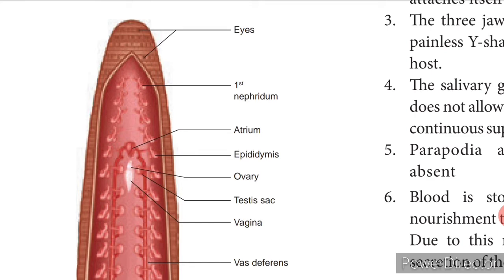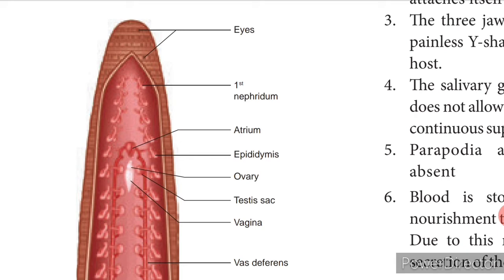Now we'll see what is the male reproductive system. Now this consists of 11 pairs of testes, and each pair in each segment from 12 to 22. From 12 to 22 segments, each pair of testes is present, and these are surrounded by spherical sacs which are called the testis sacs.